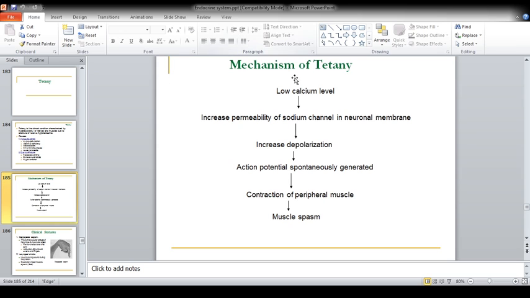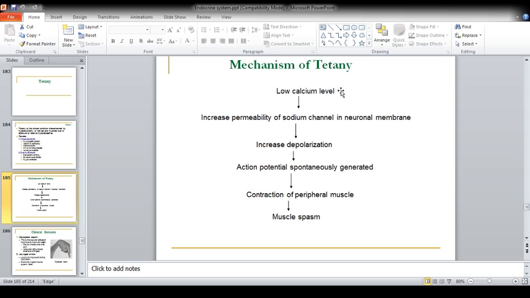So what happens in tetany is, due to low calcium level, which may be due to any cause, due to hypoparathyroidism, due to alkalosis, all of the causes which we've just seen, there is increased permeability of sodium channels in the neuronal membrane, which causes increased depolarization of the tissues. Tissues are easier to depolarize, and action potential can be spontaneously generated again and again. The resting membrane potential is basically affected, and action potential can be generated with smaller impulses.